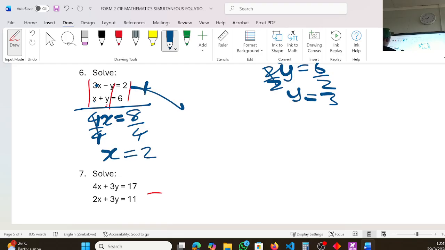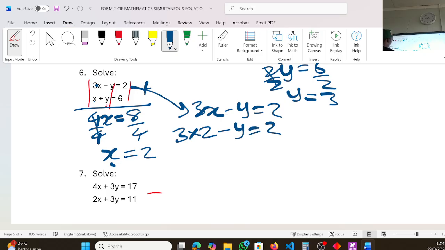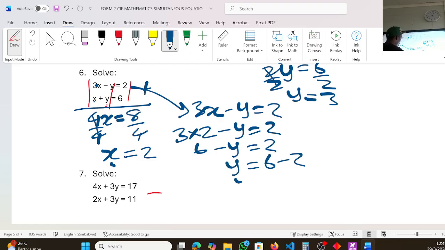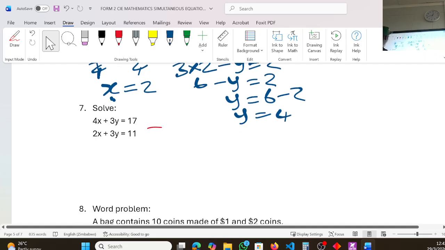So I'll pick the first equation, which is saying 3x minus y equal to 2. But I know I have the value of x here, so it's 3 times 2 minus y equal to 2. When I simplify, it's 6 minus y equal to 2. Therefore, my y is actually 6 minus 2. So y is 4. I'm moving to question 7.